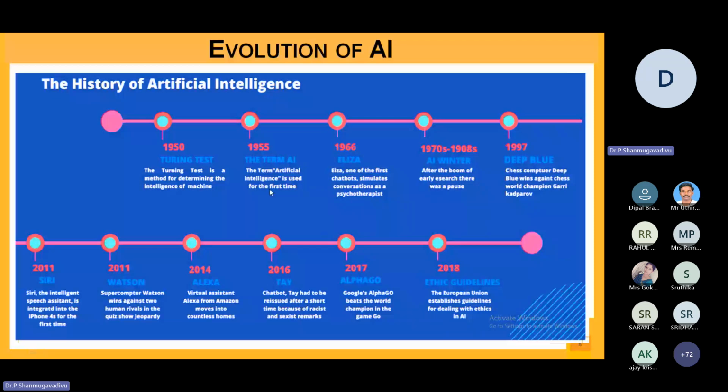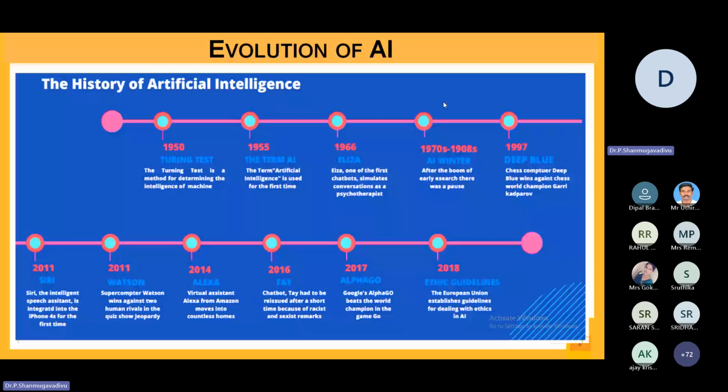In the year 1966, ELIZA was introduced. ELIZA is one of the chatbots that simulates conversations as a psychotherapist. When someone goes to a psychotherapist, they will ask a good number of questions to deduce some kind of conclusion on the psychological behavior of a person. That was automated in the year 1966 in the form of ELIZA.